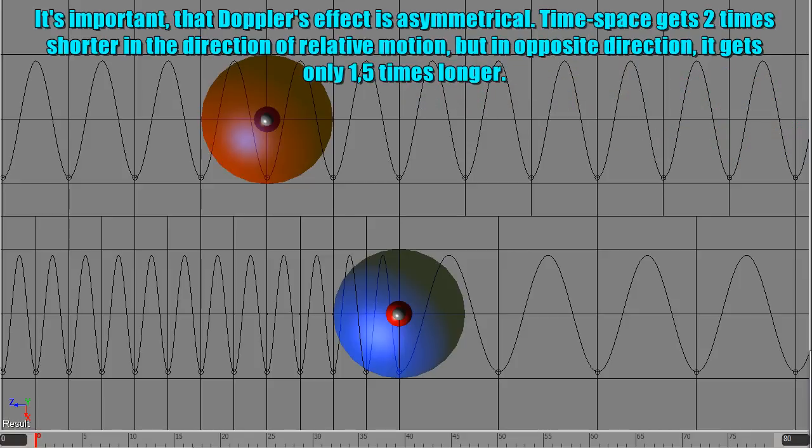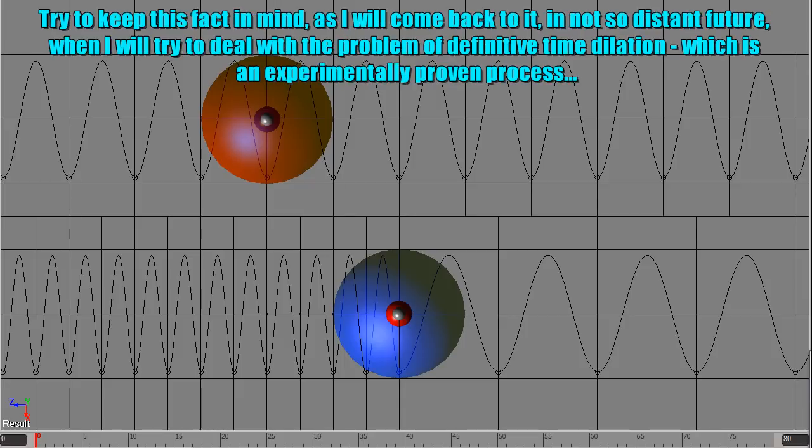It's important that Doppler's effect is asymmetrical. Time-space gets 2 times shorter in the direction of relative motion, but in the opposite direction it gets only 1.5 times longer. Try to keep this fact in mind, as I will come back to it in the not so distant future, when I will try to deal with the problem of definitive time dilation, which is an experimentally proven process.